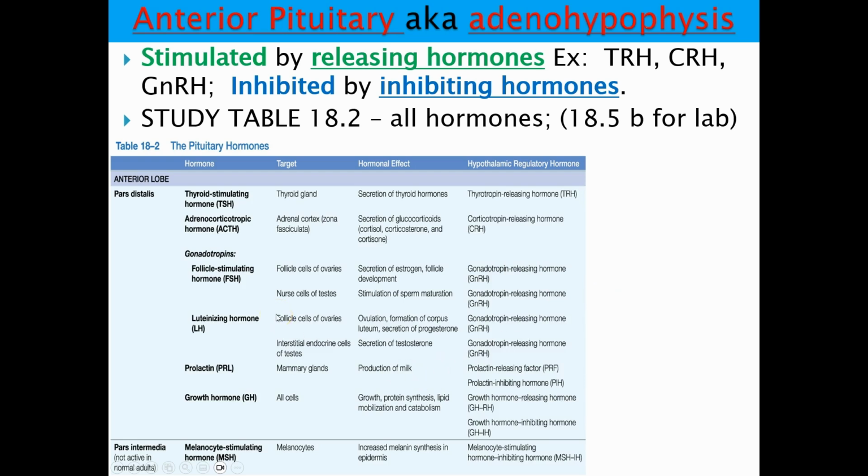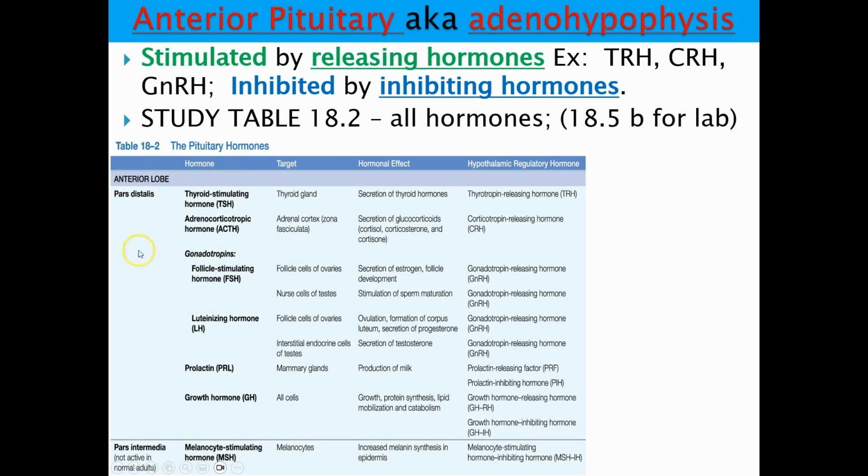But before we do that, this table is what you need to know. However you want to organize this and their functions, that is up to you. You need to know TRH stimulates the release of thyroid stimulating hormone, which is an anterior pituitary hormone. Okay, so this is the anterior. All of these are anterior pituitary hormones.